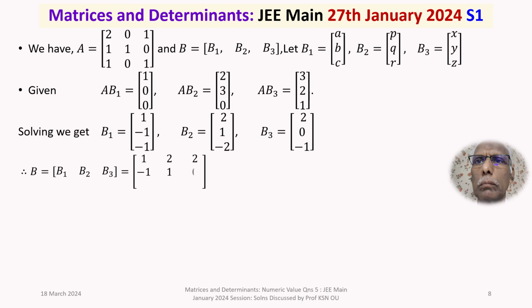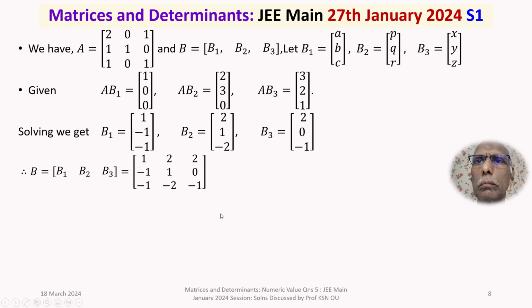What is capital B? The first column is B1, that is 1, minus 1, minus 1. The second column is B2: 2, 1, minus 2. The third column is B3: that will be 2, 0, minus 1. Now it is very easy now.